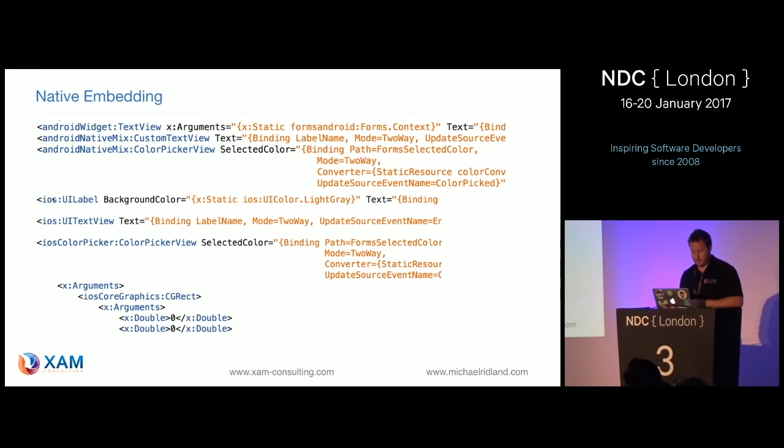Whereas if we look further down at iOS, we've got a UILabel. Anything that starts with UI means UIKit. So we've got a UILabel there, a UITextView, which is like an entry field. The good thing about native embedding is it supports data binding. So you can take a native element from iOS and data bind directly to it.